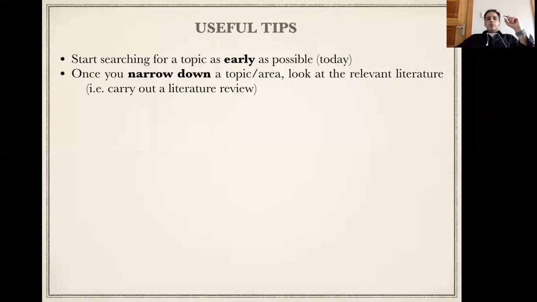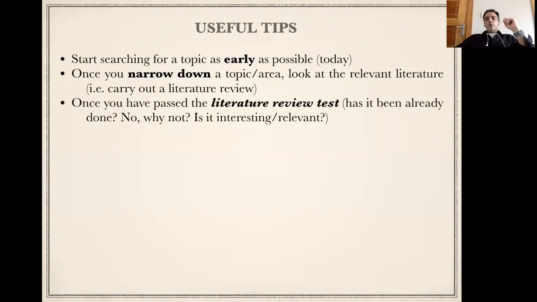So narrow down your areas which you already have and try to come up with a specific topic by consulting the literature review. The literature review is the test that tells you that it's feasible, it's doable, it's original, it's novel, nothing has been done and this could be added to the literature. This is something new. Once you have passed that test, that is when you come up with your research question.